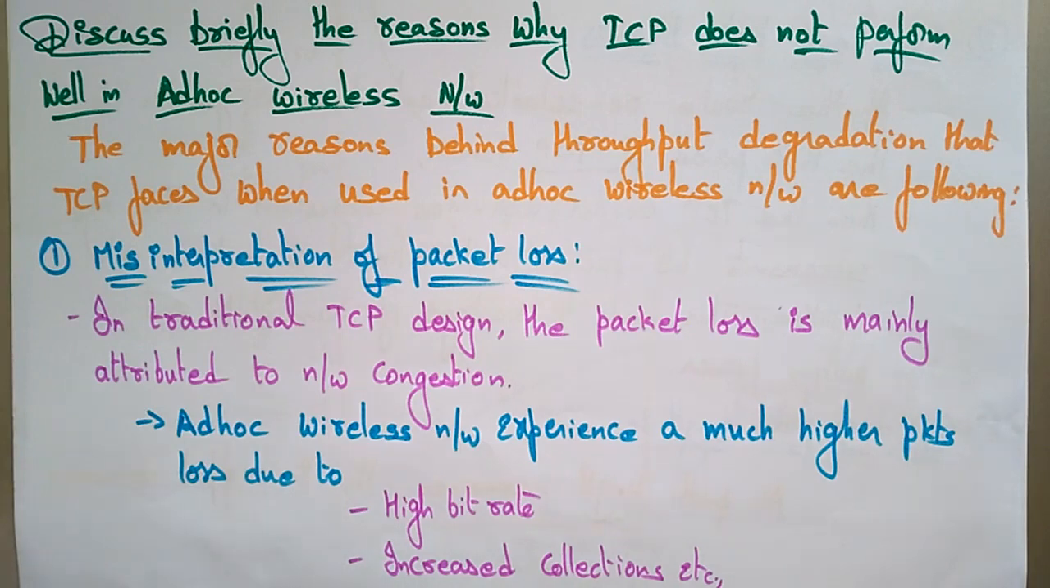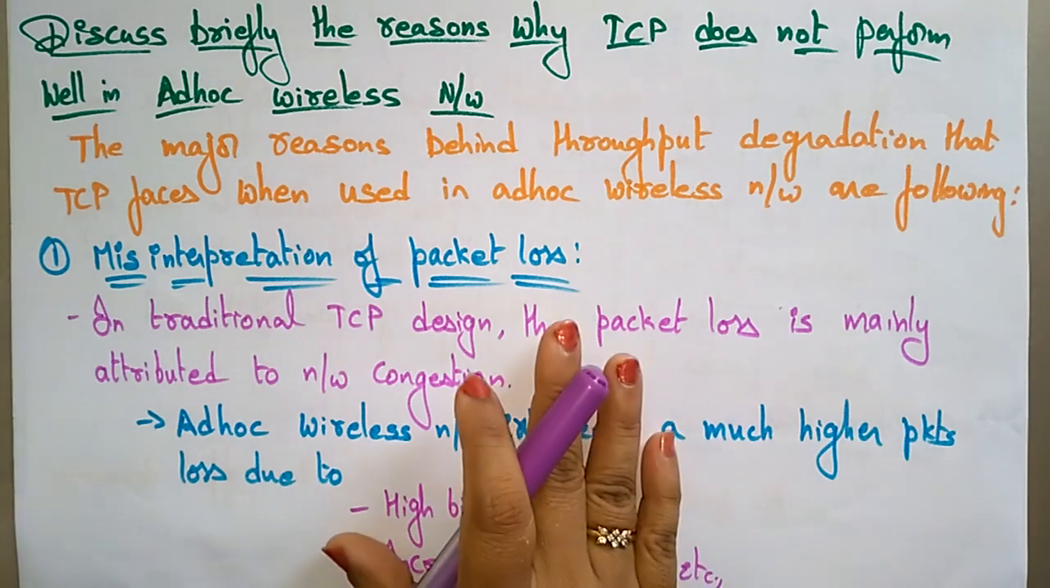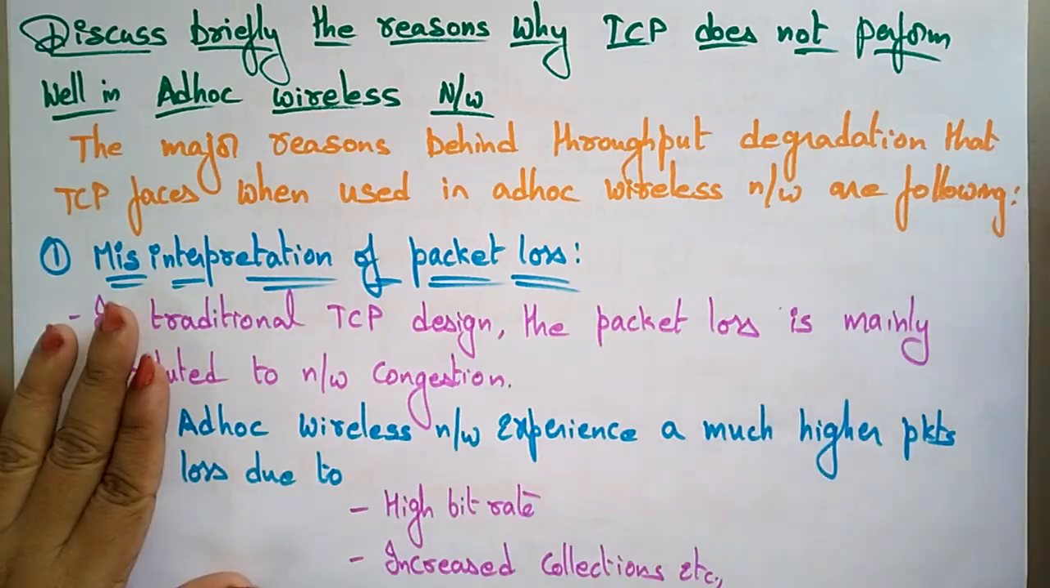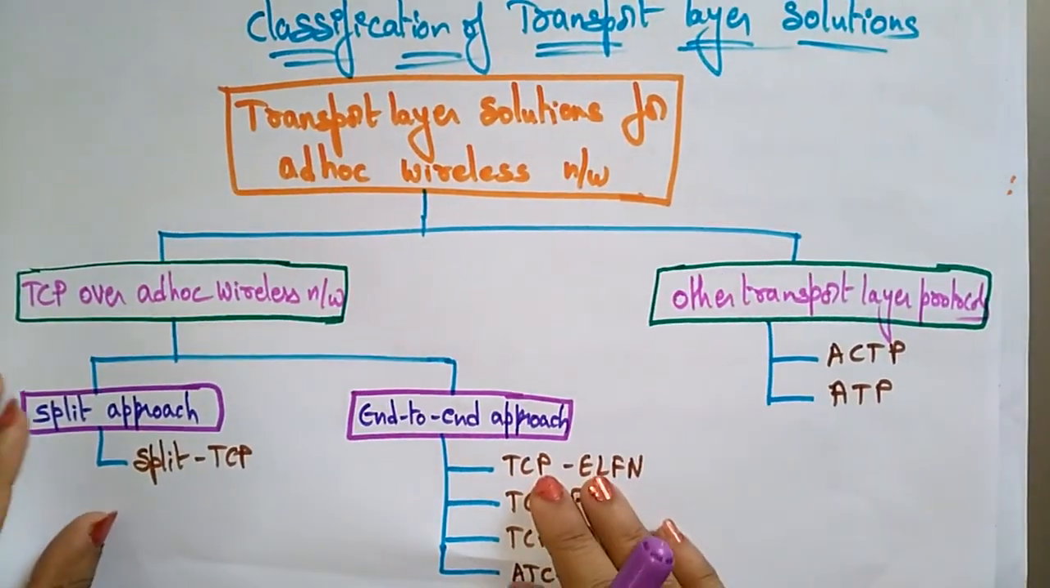So in the previous video I explained what exactly the transport layer protocol for ad hoc wireless networks is, and the design issues and the goals of transport layer protocols for ad hoc wireless networks. Now coming to the next topic, which is the classification of transport layer solutions. So this is a classification of transport layer solutions.